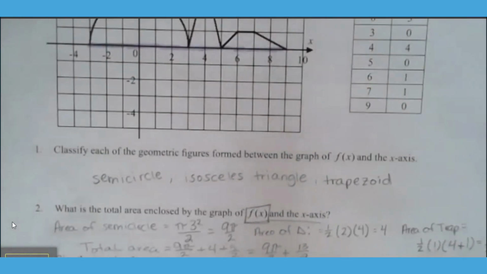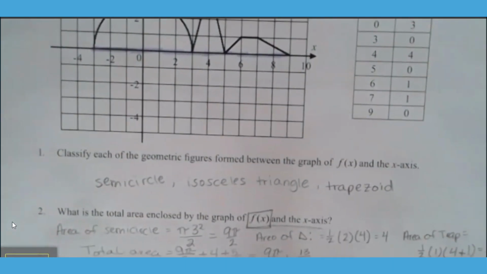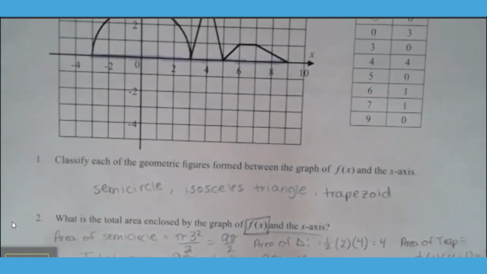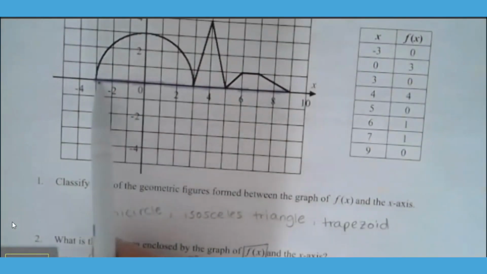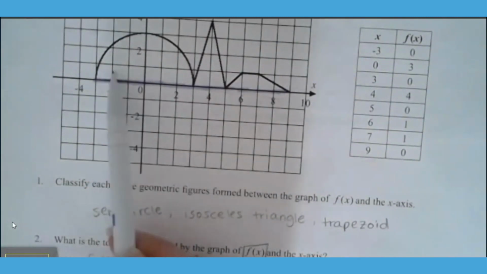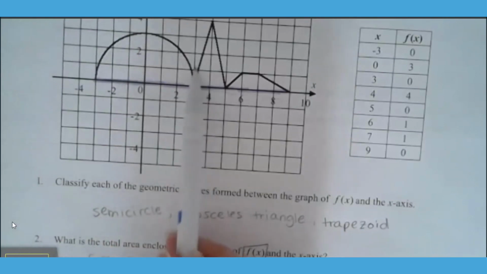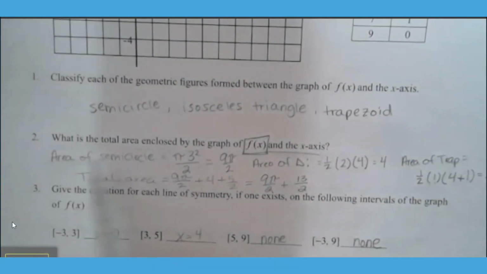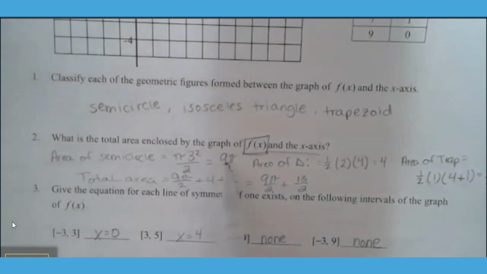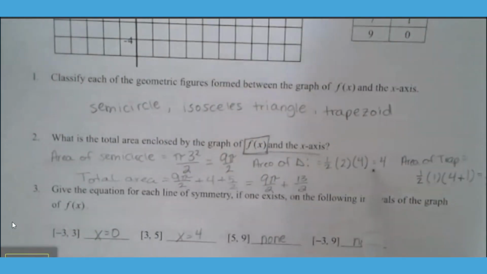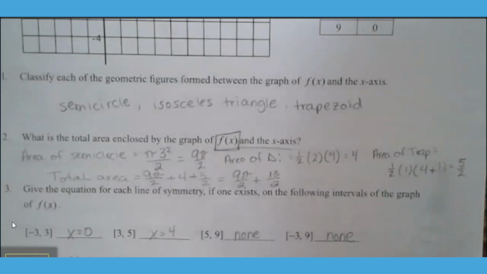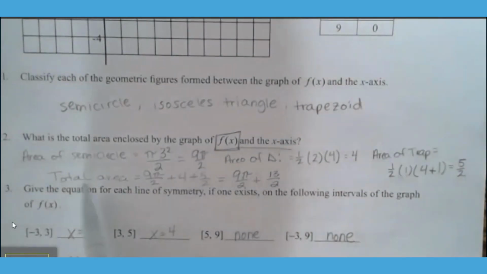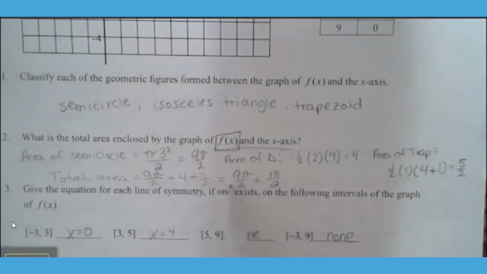So moving on to question number 2, what is the total area enclosed by that graph and the x-axis? So if you can see, I've actually highlighted the x-axis so they can see that boundary line. I'm trying to find the area of this semicircle, the area of this triangle, and the area of this trapezoid. I like to ask my students to separate those so that they are finding the area of the semicircle, 9 pi over 2, the area of the triangle, 4, and the area of the trapezoid, 5 halves. To find that total area, we will add those all together.